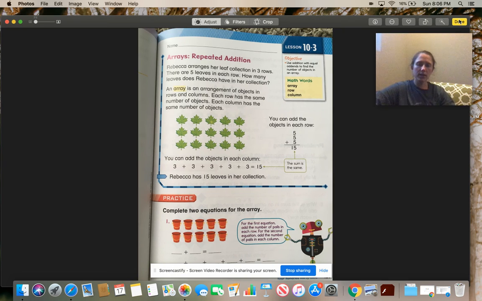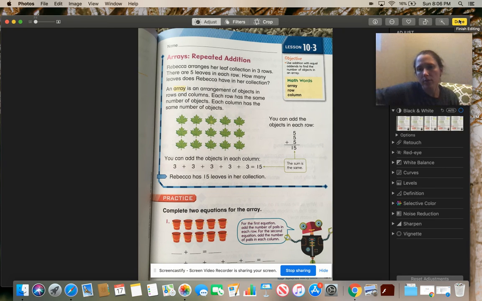Hi, second graders. Today we are going to be talking about arrays in repeated addition, lesson 10.3. I think it's really important that you realize that when we're doing arrays in repeated addition, we're actually doing multiplication. I know that I told you guys we would get to multiplication before the end of the year, and this, guys, is multiplication.